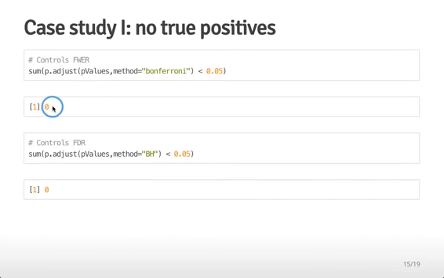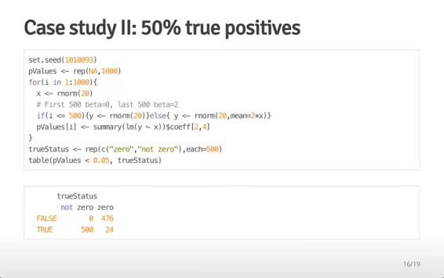So when there are no true positives, we find very few significant results when we're controlling the family-wise error rate, which is good. We shouldn't find any significant results because there's no relationship. Similarly, we can do the same thing, but instead of using the Bonferroni correction, we can use what's called the Benjamini-Hochberg correction, which is the correction I just talked about a minute ago for controlling the false discovery rate. So I can again adjust the p-values and then look at the number that are less than 0.05. In this case, again, we don't discover anything, which is good because there shouldn't be any discoveries in the case that there are no significant relationships.